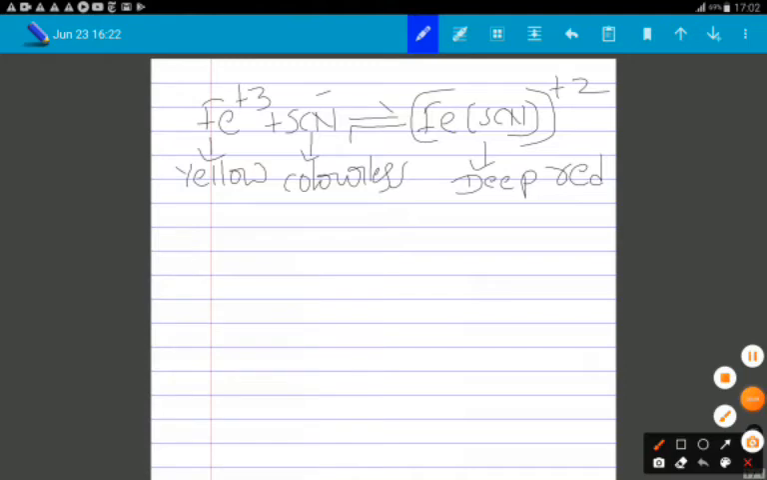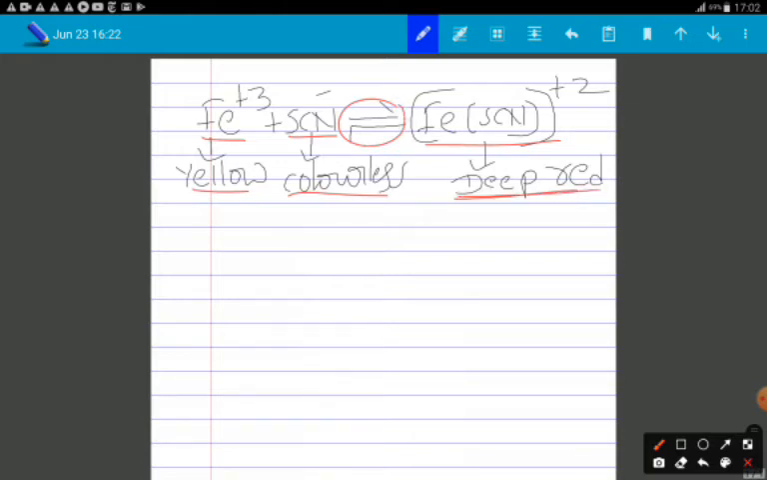Now here we see one experiment. Here the Fe3+ ions have a yellow color, the thiocyanate ions are colorless, and this complex has a deep red color. So once the equilibrium is established, you have the deep red color.